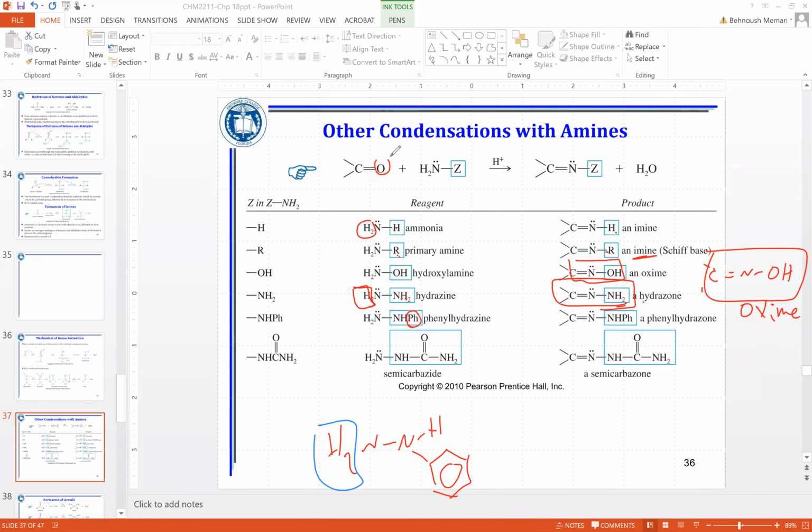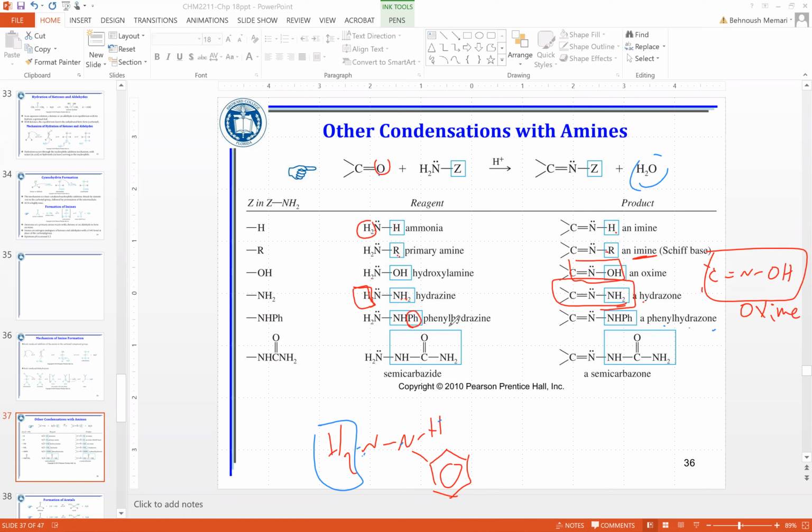The 2 hydrogens with the oxygen would give water as the product, and then the carbon would form a double bond with this nitrogen. So you get the C=N double bond and then NHPh. This is like a phenyl added to the hydrazine, and it is phenylhydrazine. The product is going to be phenylhydrazone. Phenylhydrazone.